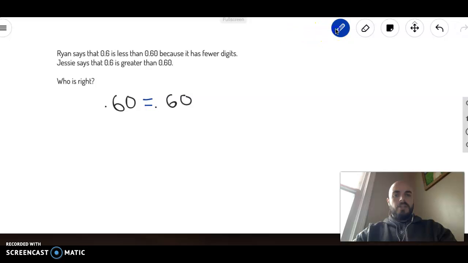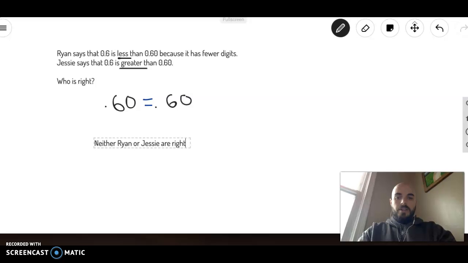And if we're looking at the question, this is almost a trick question, or I guess you could say it is a trick question because it's asking who is right. Ryan says it's less. Jesse says it's greater. Who is right? Well, neither Ryan or Jesse are right. And that's because, like we just saw, 0.6 is equal to 0.60. So don't let them fool you with that.